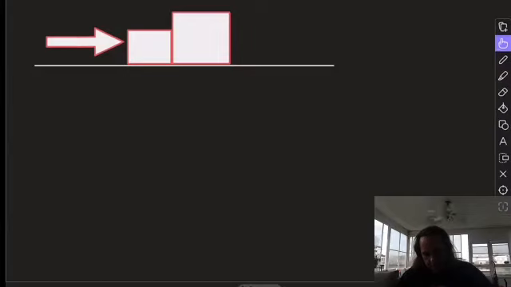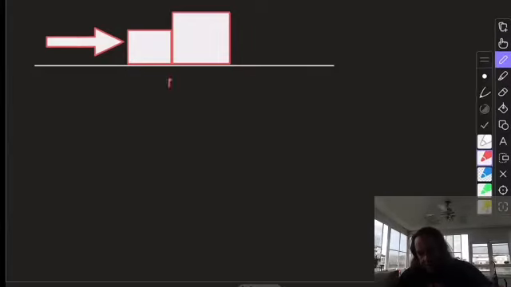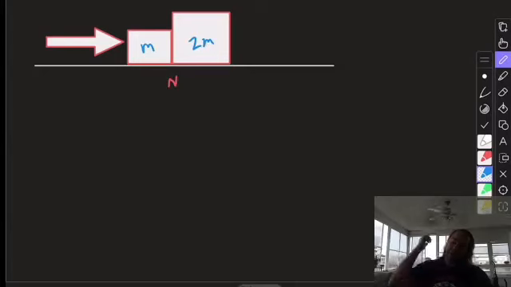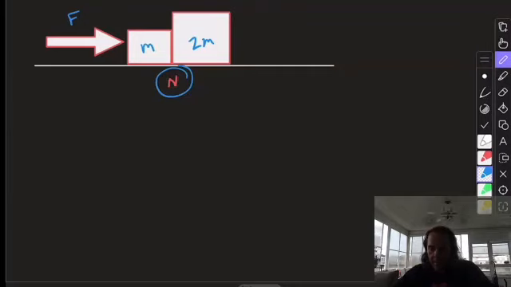Like so. And they gave some normal force here, N, and they said that this was M and this is 2M. So basically we want this force in terms of N. And again, the same thing has to be true here. The force that pushes on the 2M box is this normal force, the normal force between the boxes.